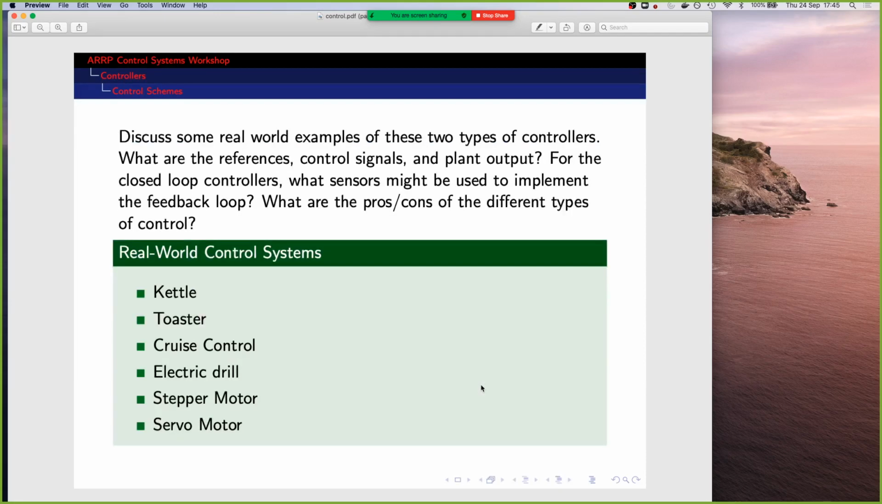So let's have a think about some real world examples of the two types of controllers. Some of them might be obvious, some of them less so. I'd like to get your ideas of what you think might be some interesting controllers and types of control that you see. Particularly, I want you to think physically about what sensors are being used in the feedback loop if it's a closed loop controller, and maybe have a think about what the pros and cons might be of the different types of control. Here are some jumping off points: a kettle, a toaster, cruise control, an electric drill, a stepper motor, a servo motor. Then think about whether they're open loop or closed loop control, and what type of sensors are used if they are closed loop.